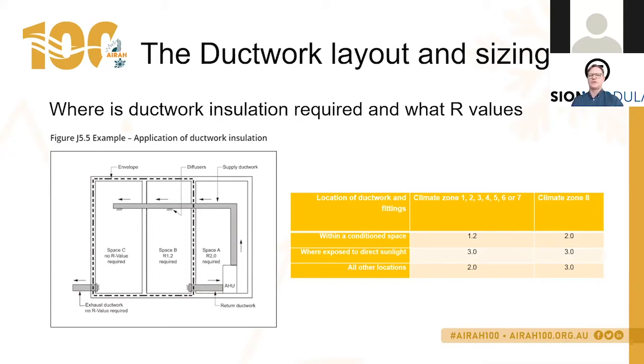And return air ductwork within a conditioned space does not require insulation. Space B, because potentially space B could be off, or the air conditioning to that space could be turned off or isolated, and space C could still have air conditioning, then the ductwork is required to be insulated through space B, but it's insulated as though it's within a conditioned space. And then space A is the plant room, which is outside of the envelope in this instance, and therefore would be an R2 insulation requirement.